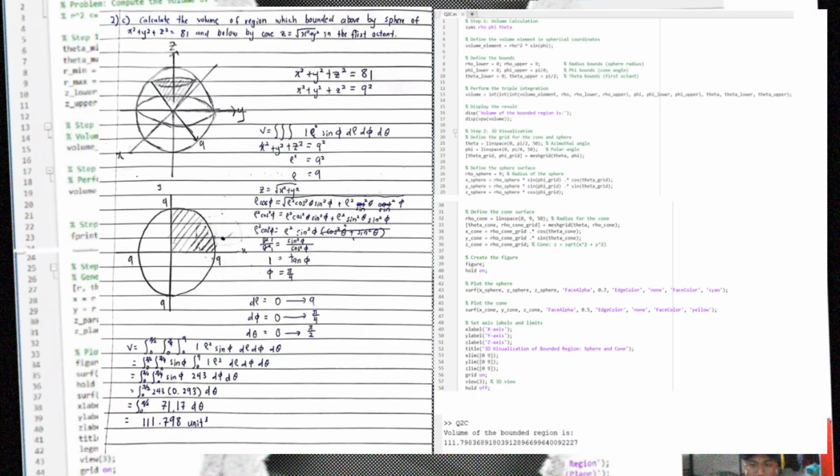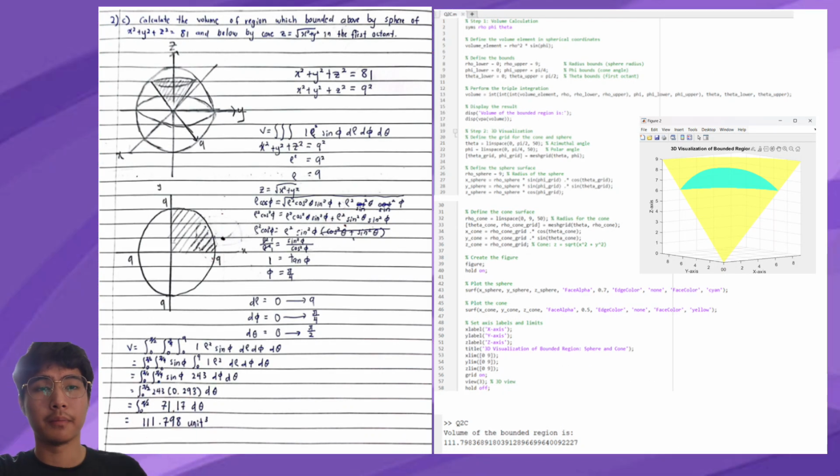Thank you. Hello everyone, my name is Muhammad Wazir bin Danilo and my matrix number is DE2030337. We will continue with our last question, which is 2C. The question is to calculate the volume of the region bounded above by the sphere x squared plus y squared plus z squared equals 81 and below by the cone z equals the square root of x squared plus y squared, in the first octant.